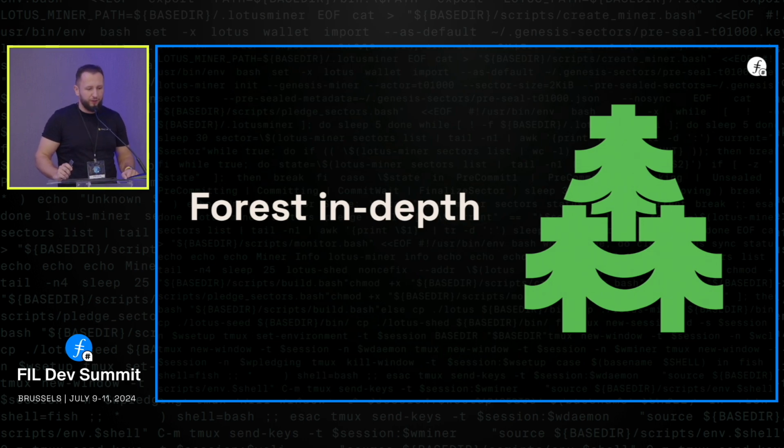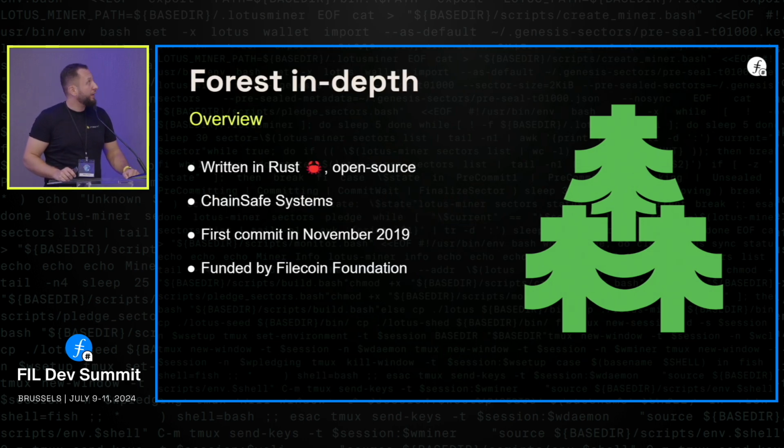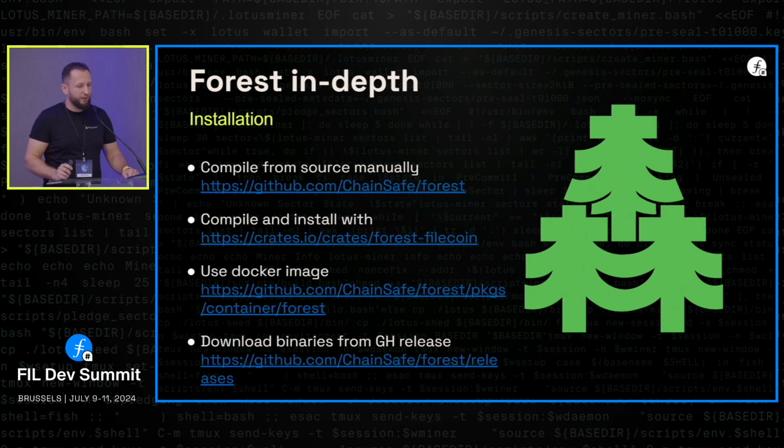And then let's look into Forest in depth. Well, everything was already mentioned. We are funded by the Filecoin Foundation, and the first commit was almost 5 years ago. You can install Forest with quite a few options. Compile it from source, but with the fancy Rust way, with crates.io. Use a Docker image if you don't have a strong machine, or you just don't bother. I actually prefer that way. Or you can download binaries from GitHub.